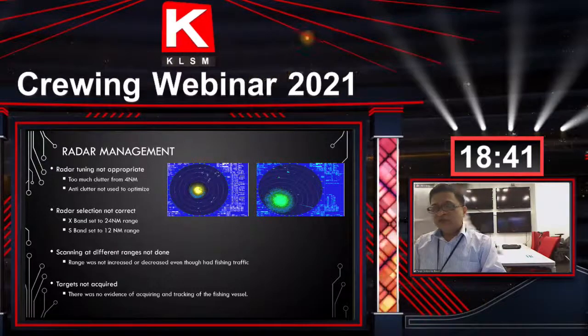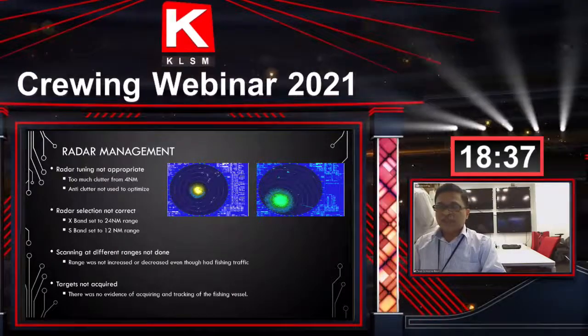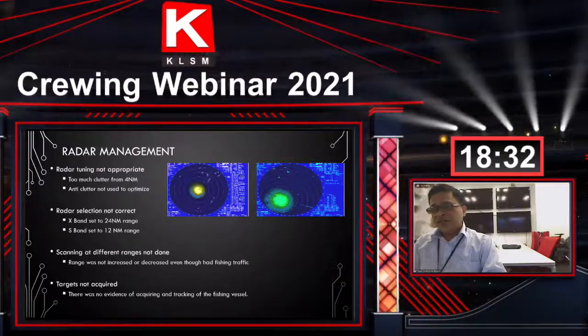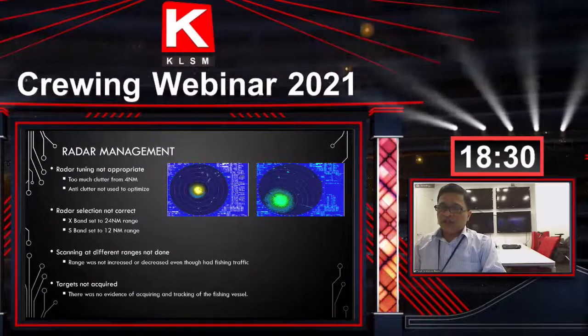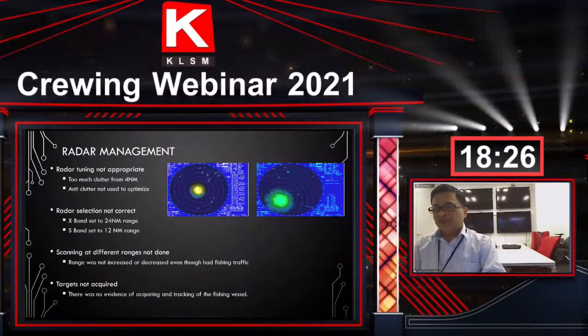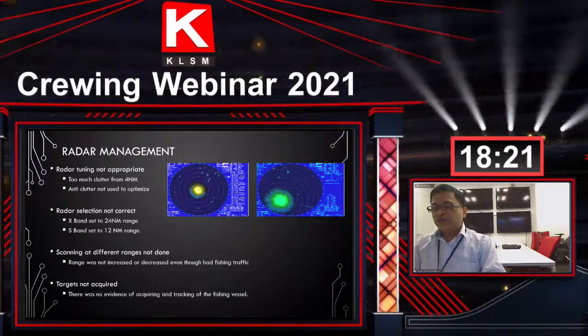The next thing was the selection of radar range. The X-band radar, which is for short-range scanning, was kept at 24 nautical miles, and the S-band radar was kept at 12 nautical miles. Both radars were kept on a single range, like 24 miles and 12 nautical miles. Later, the S-band was reduced to 6 miles.